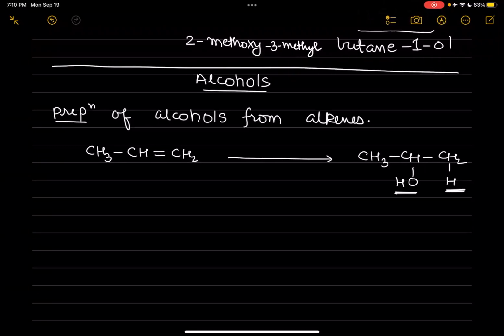And addition of what? Yeah, H2O. Addition of water, right? Because you can see OH and H getting added. So it is addition of water. And so I should write plus water. Okay. This is one thing.